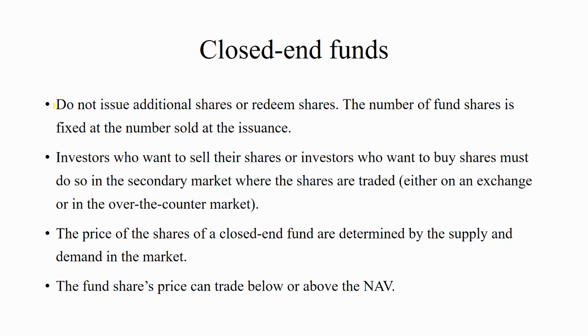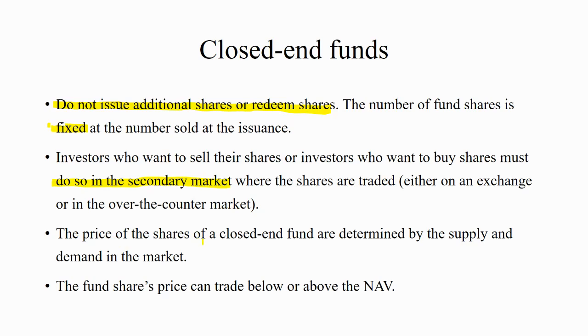One distinguishing feature of closed-end funds is that they do not issue additional shares, nor do they redeem shares. That means the number of shares is fixed at the number sold at issuance. Once the closed-end fund issues shares, it doesn't change. Investors who want to sell or buy shares must do so in the secondary market, just like the stock market, where shares are traded. They may trade on an exchange, or in an over-the-counter market.